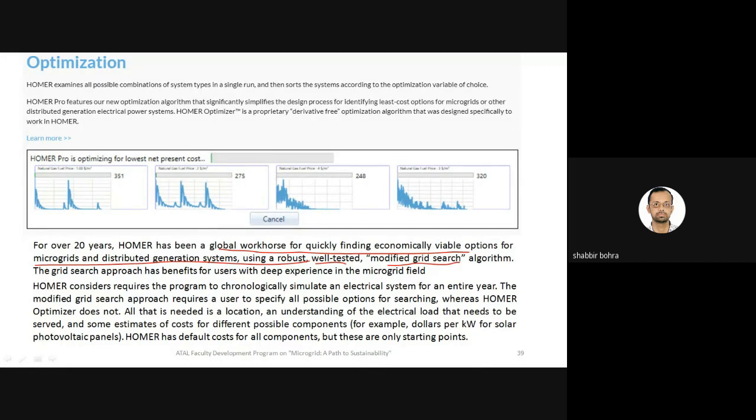Apart from that, Homer requires a program to chronologically simulate an electrical system for an entire year, not for a day, not for a month, not for a week, but it gives you the result over a period of a year. Even multiple year options are possible. The modified grid search approach requires a user to specify all possible options for the searching, whereas the Homer optimizer does not. So there are two options. You can specify the search space, or you can let Homer select the possible search spaces.